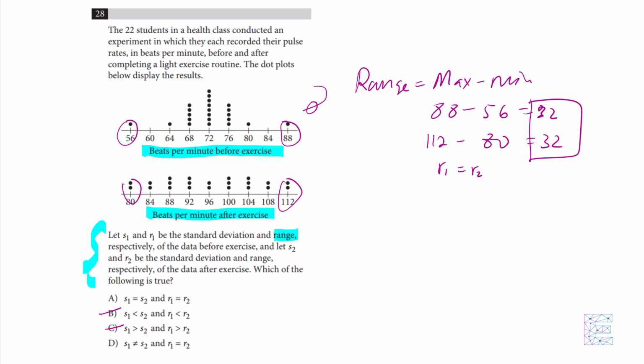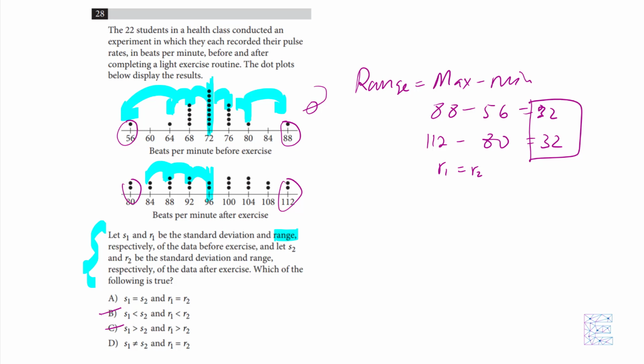Standard deviation means how close or how far apart you are from the mean, from the center, right? So looking at the first data set, the beats per minute before exercise, the numbers are right here. This is like the center of them. And then you look and see there's just a bunch of numbers to the right, and maybe just one. And then over here, a bunch of numbers, and then just one of them, and then one further out like this. Compare that to the second data set, where again, the center is like right here, and you have some numbers here, here, and here, and here.